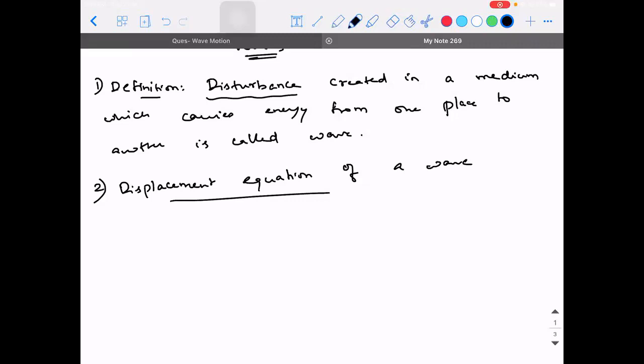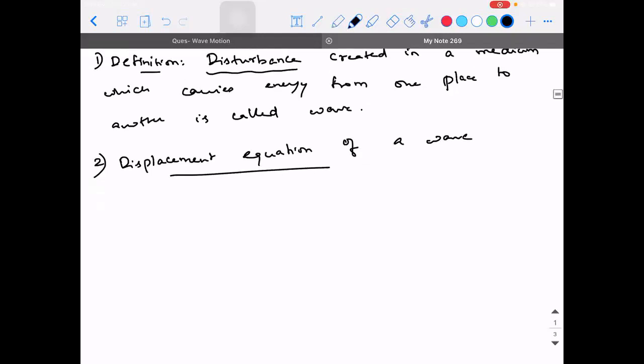Numerical, it is not going to happen. Definition. Okay. So now I'm concentrating only on the numerical part.